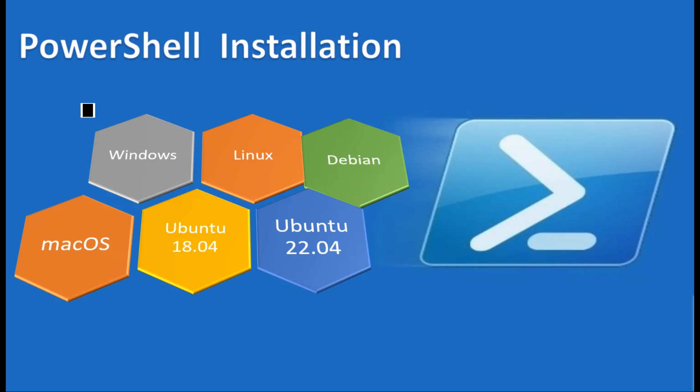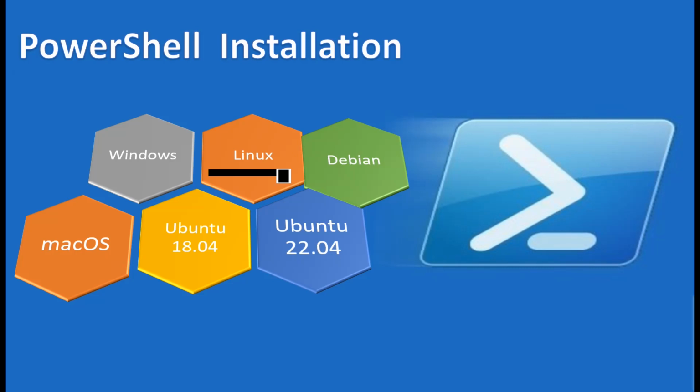Let's see how to install PowerShell on a Linux operating system. You need to download a package on your Linux operating system. There are different packages available through which you can install PowerShell. First is a repository package. Second is a binary archive package. Third is an RPM package.